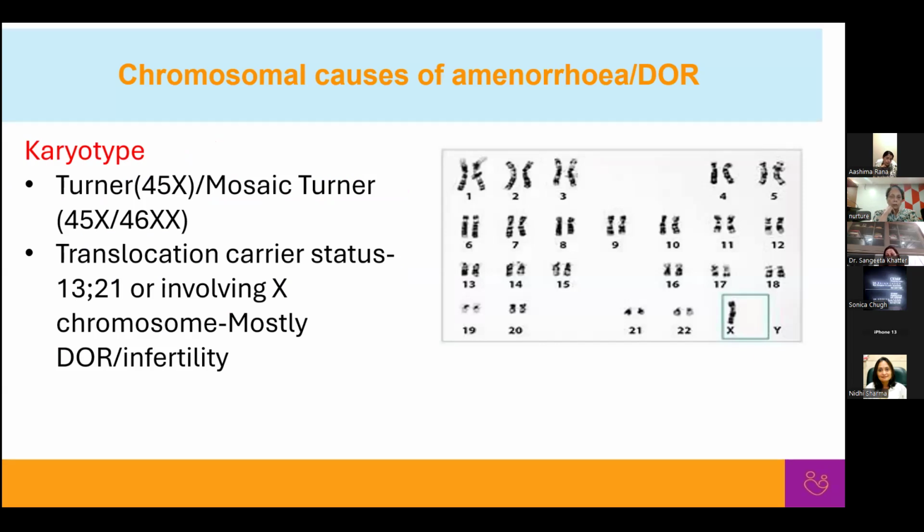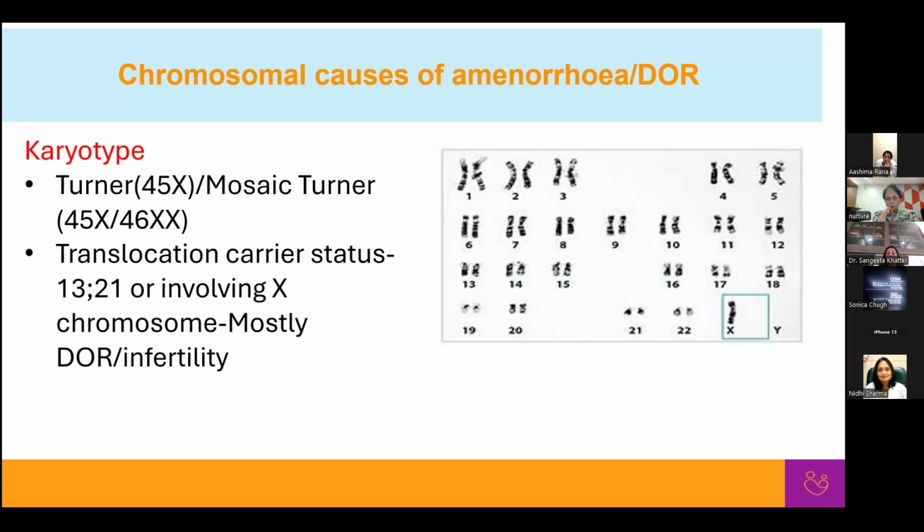Chromosomal, I think everybody knows that there can be primary amenorrhea in Turner syndrome or mosaic Turner syndrome. Mosaic Turner means two cell lines are running in the blood cells, one of 45,X and another of 46,XX. They can have a milder phenotype, but secondary amenorrhea can be the presentation, or decreased ovarian reserve can be another thing that is seen.